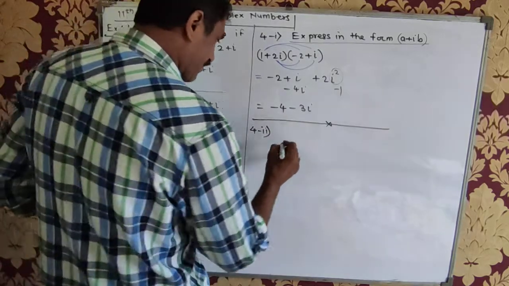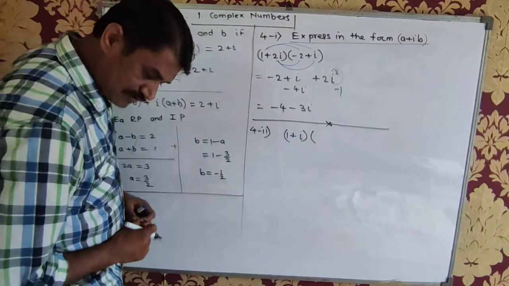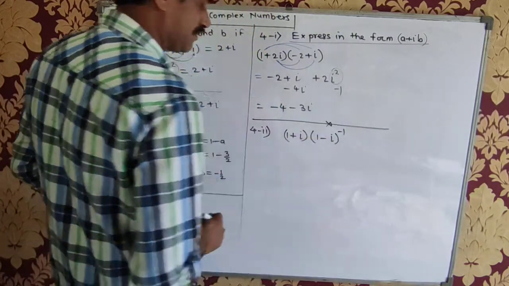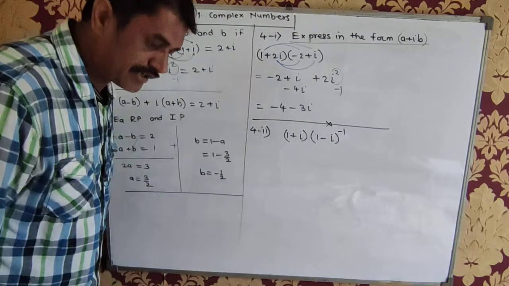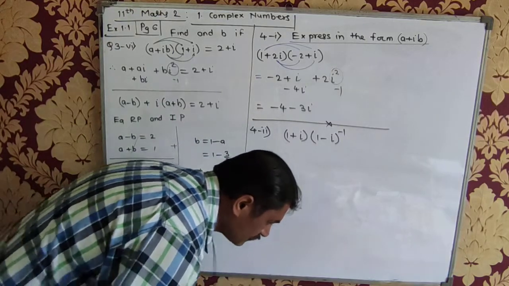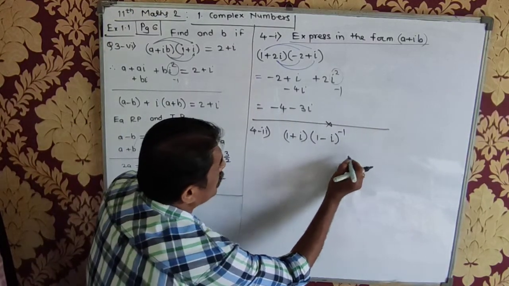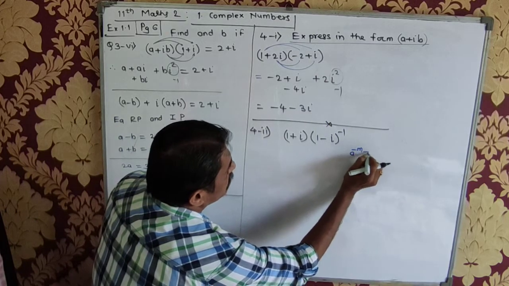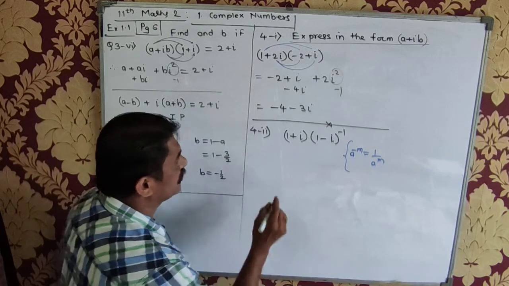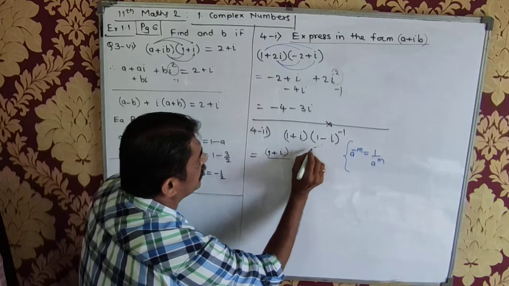Second question, 4 subpart 2. 1 plus I into 1 minus I raised to minus 1. So how will raised to minus 1 go? What will happen to raised to minus 1? Laws of indices. A raised to minus m is equal to 1 upon A raised to m. Okay, so this will become 1 plus I, and this will go in the denominator, 1 minus I.